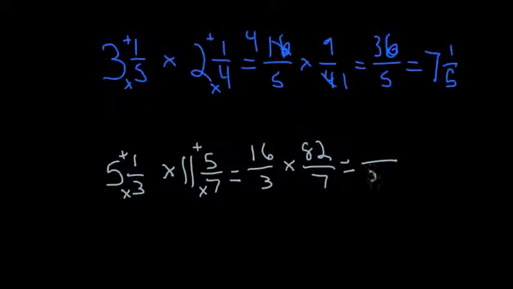So 3 times 7 is 21, and then 16 times 82, I just need to work that out. So when I work it out, I get 1,312. Now how many times will 21 go into that? And the answer there is 62. And then you subtract. 62 times 21 is 1,302. So minus the 1,312 would give you 10 left over. So you get 62 and 10 over 21.